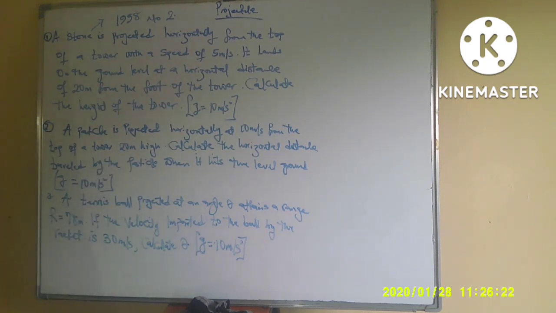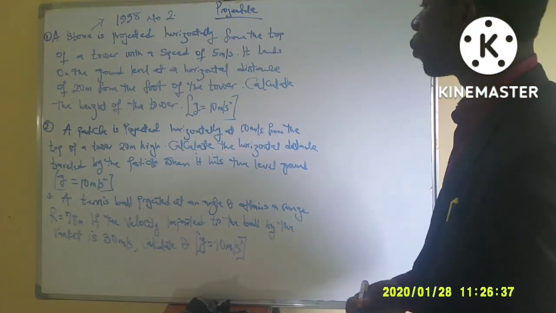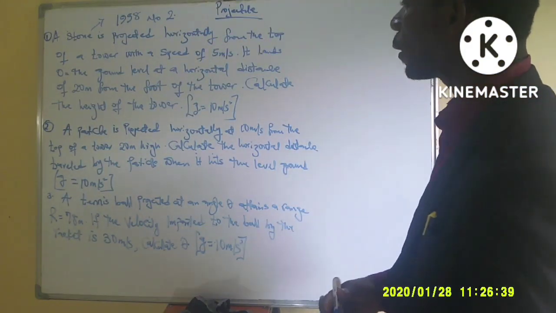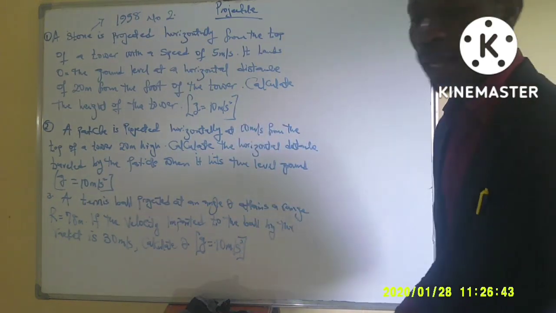Now, a stone is projected horizontally from the top of a tower with a speed of 5 meters per second. It lands on the ground level at a horizontal distance of 20 meters from the foot of the tower. Calculate the height of the tower. Take g as 10 meters per second squared.